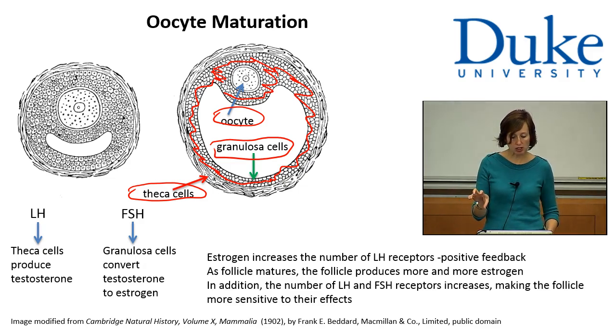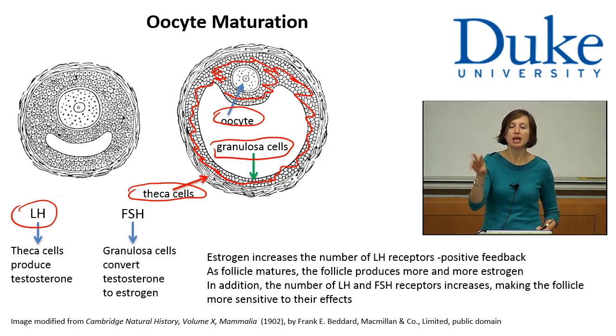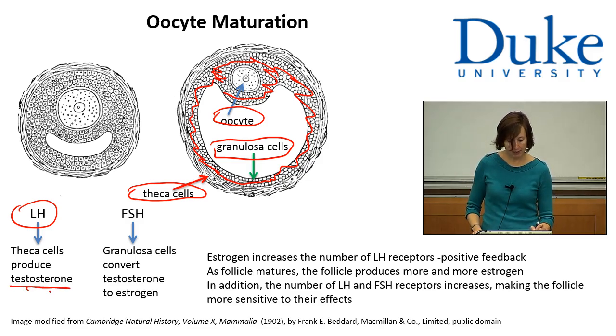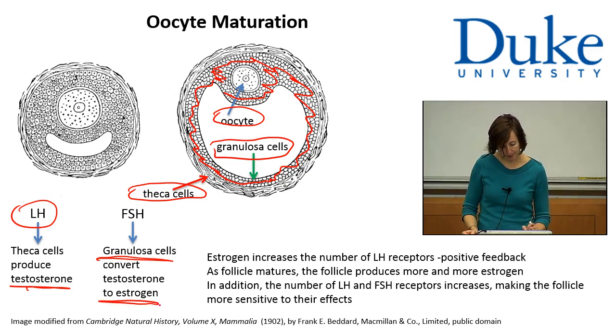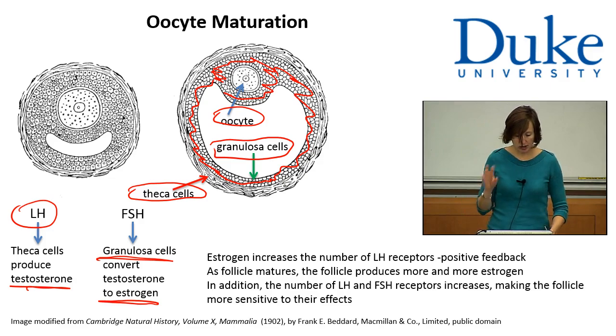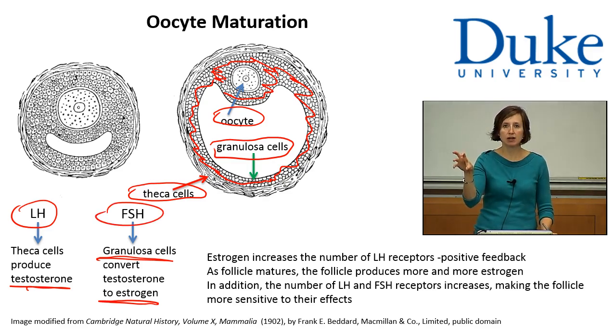Also similar are their actions, where the theca cells, like the Leydig cells, are the ones responding to LH, and they're also making testosterone. The granulosa cells, like the Sertoli cells, are the ones that are responding to follicle-stimulating hormone and converting testosterone made by the theca cells to estrogen. So you can see where this follicle-stimulating hormone gets its name. It's acting on the cells that are in the follicle. So it's follicle-stimulating hormone, and these cells are helping the oocyte mature.